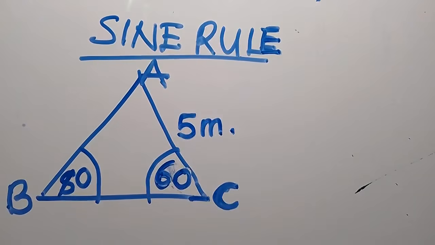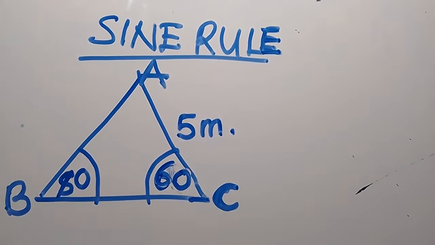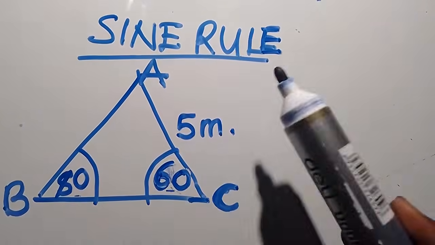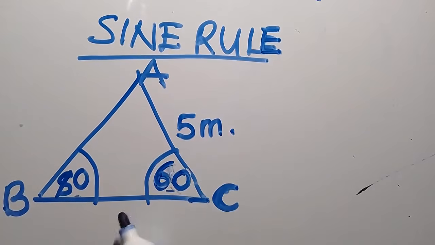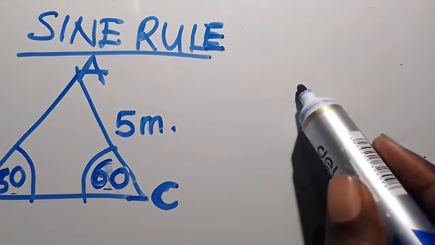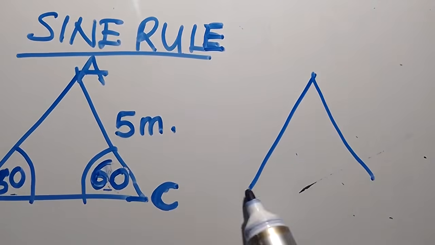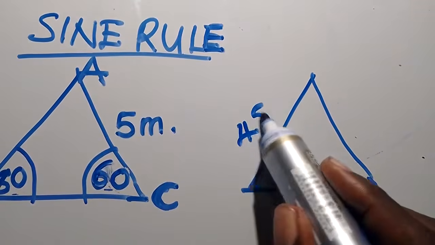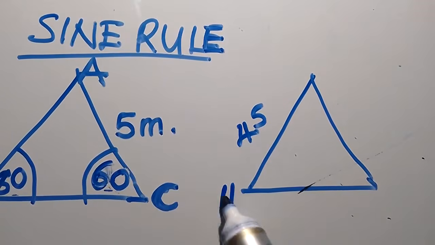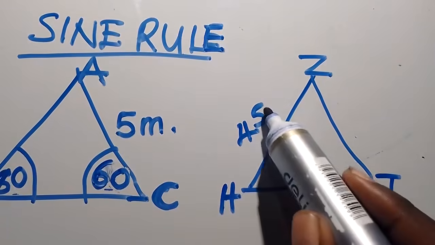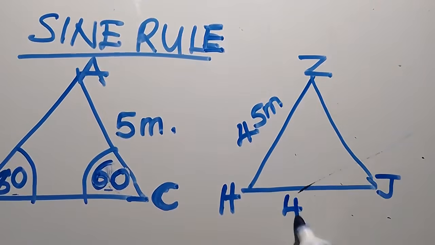Have you seen? So any question that will look like this, where you are given two angles and one side, just know that you are talking about the sine law. Or any question that will be like this, they will try to bring something like this. Then they will say this is 45. So let me say this is H, J, this is Z, like this.